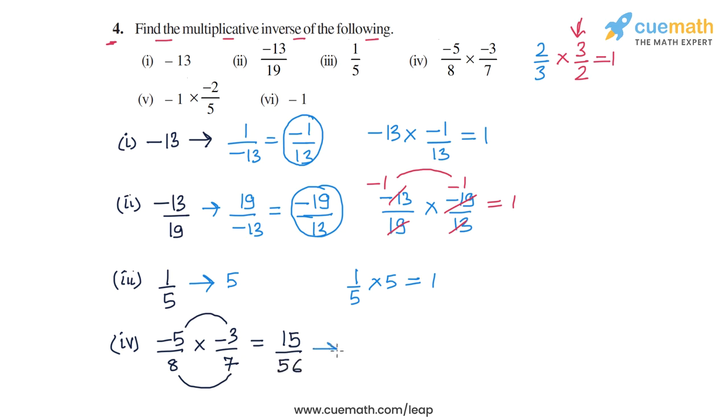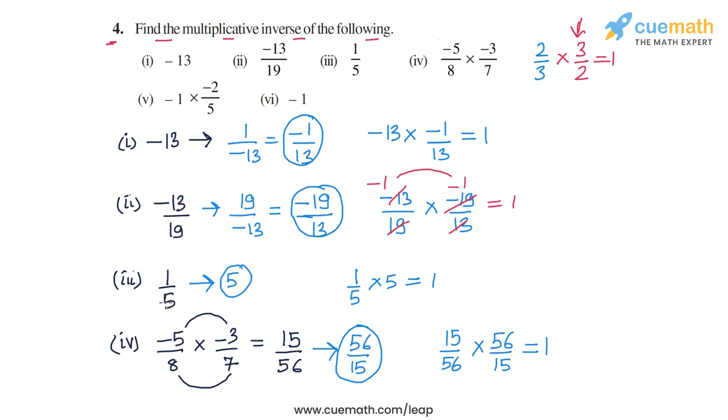The multiplicative inverse of this number will be 56 by 15. You just invert the numerator and the denominator and you can verify that this works. 15 by 56 into what we have found, 56 by 15, this is equal to 1. So the multiplicative inverse in part 4 is 56 by 15. Of part 3 was 5.